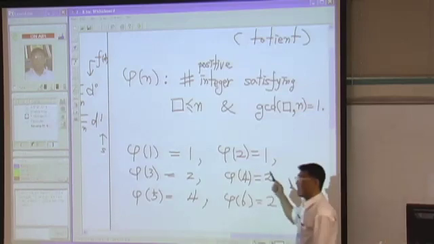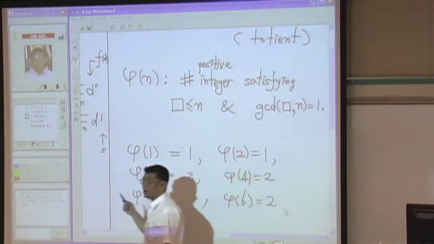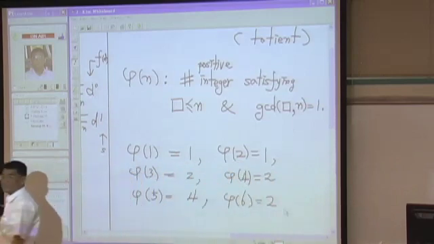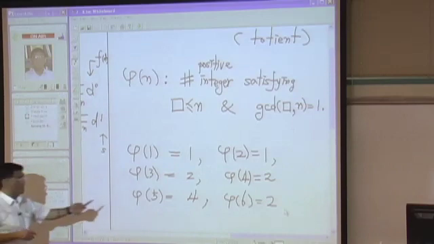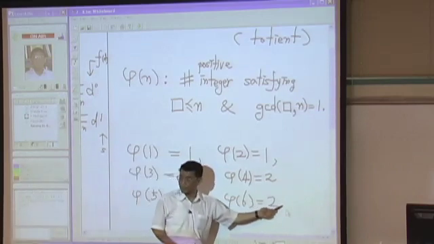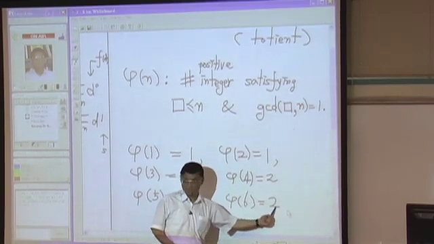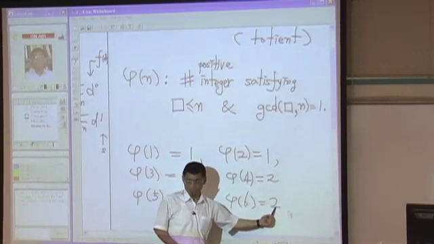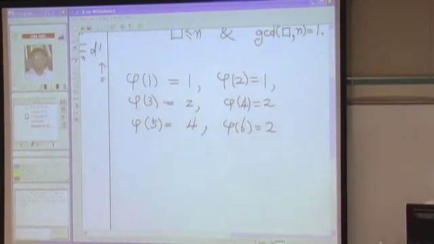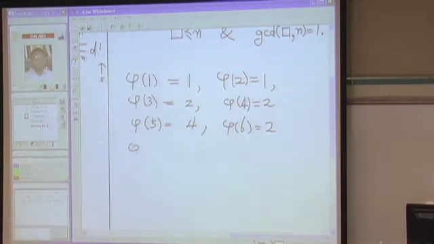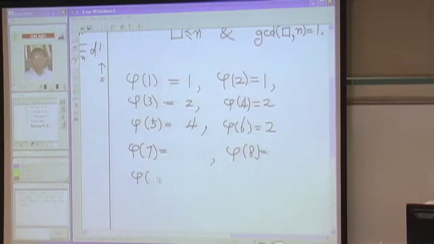So as you can see, is phi an increasing function or not? It's not an increasing function. A bigger input doesn't guarantee a bigger output, right? So I want you to practice and write down these things. If you can write them down without any mistake, it will be great. So please practice up to 13.